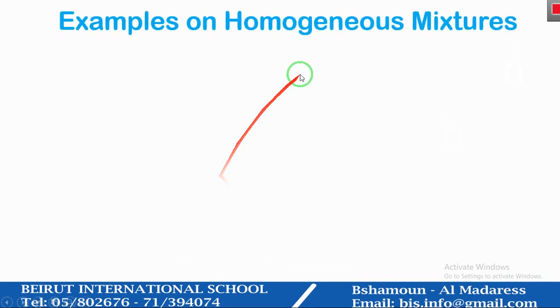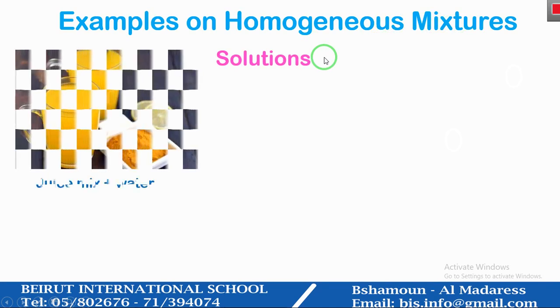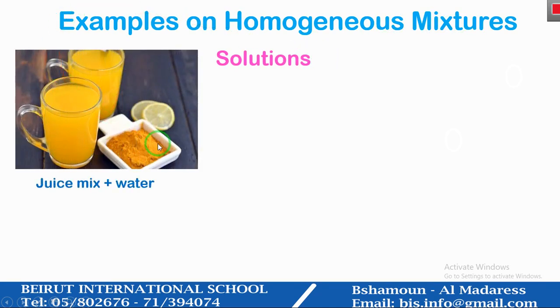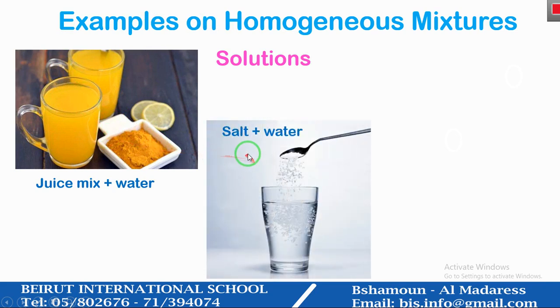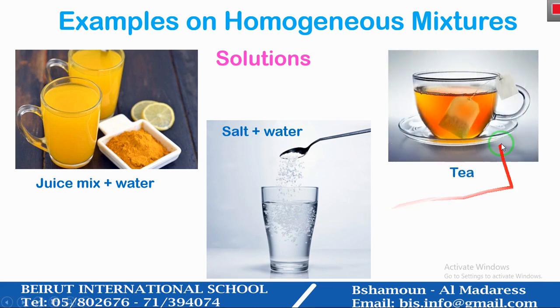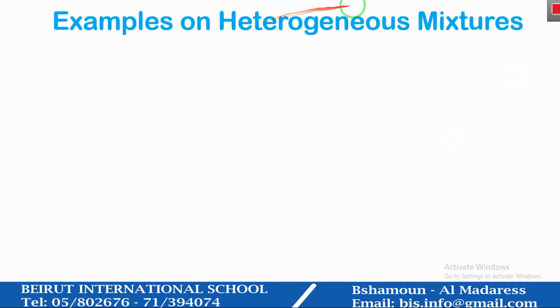Here are some examples on homogeneous mixtures, specifically on solutions. As you can see here, if I mix a juice mix with water, I can see only one phase, which is the orange or the yellow phase. Similarly, if I mix salt and water, the salt is going to dissolve in the water and all I can see is one phase, which is the phase of the water. Moreover, if I place a tea bag in hot water, I can see one phase, which is the phase of the tea.